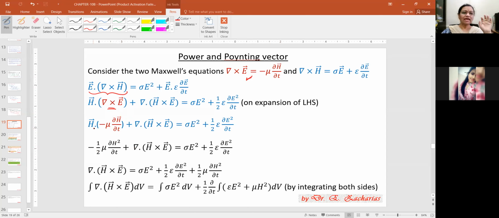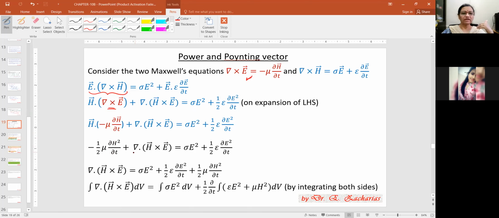Like you see here, you just take off this minus mu outside, and then H dot dou H by dou T. H dot dou H by dou T can also be written as half into dou H square by dou T. So this half dou H square by dou T, when you differentiate H square, you will get 2 into H dou H by dou T. Right? So that's the reason why we are writing this step. Then the rest is as it is.